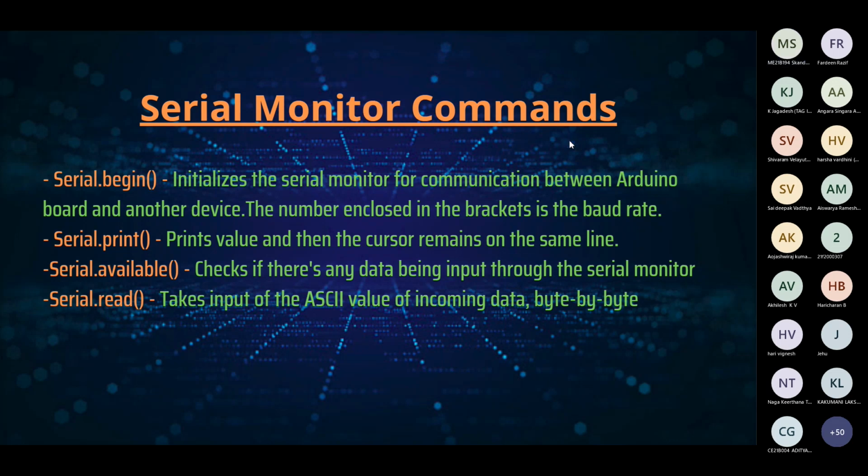Let's start with the basic command Serial.begin, which opens a channel for the communication and sets up the serial port facilitating the communication. Hence it is written under the setup part of the code, which Fardeen discussed a while ago. It takes in the baud rate as a parameter. So guys, does anyone know what baud rate is?